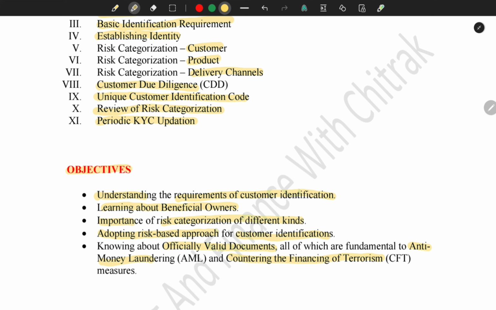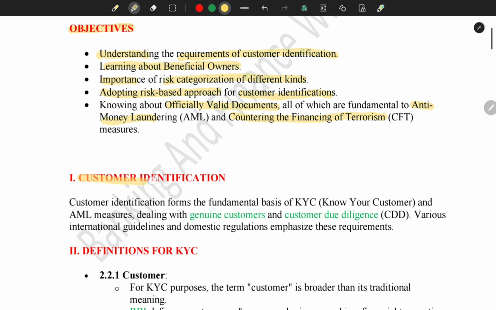So let's go through the first point. Customer identification. What is this? This is basically the core basis or fundamental basis of KYC and anti-money laundering measures, and it deals with the genuineness of customers and also about customer due diligence. There are various international guidelines and also domestic regulation which emphasize the importance of these requirements.